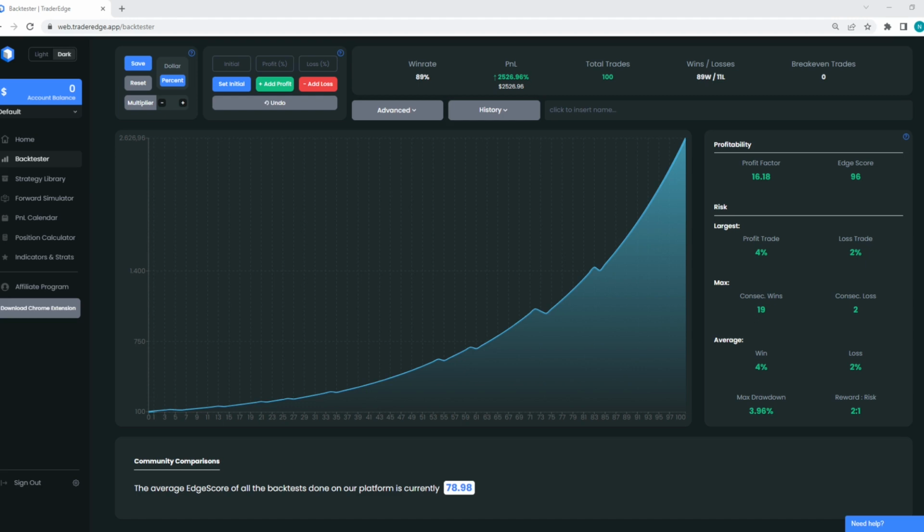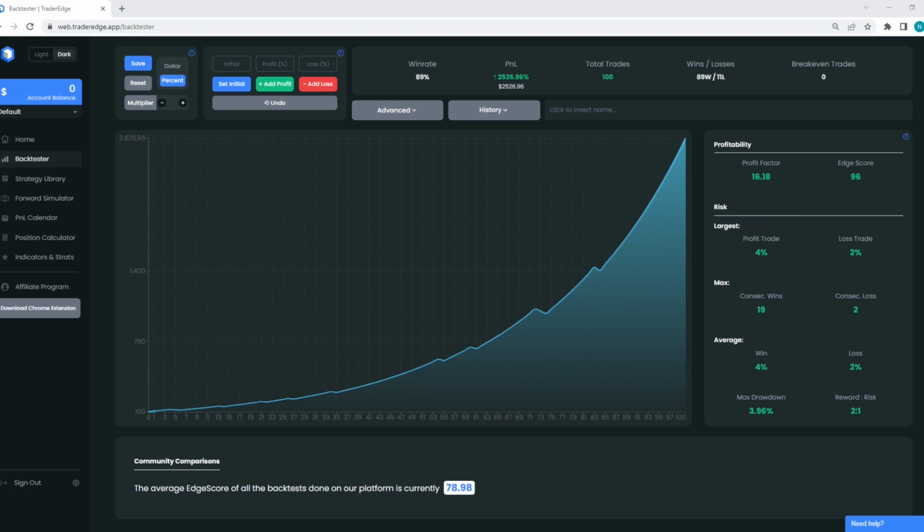So guys, as you can see, our backtest is now completed. We have completed 100 trades in total. From our 100 trades, we had 89 wins and 11 losses, leaves us with a win rate of 89%. And from the 100 trades, we had managed to make a complete gain of our account of 2,526% overall. So our largest win were 4% and our largest losses were 2%.